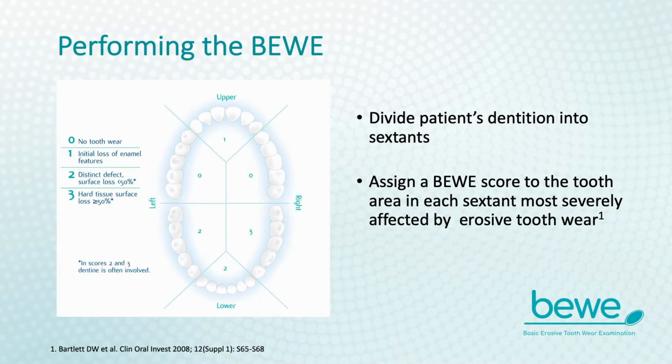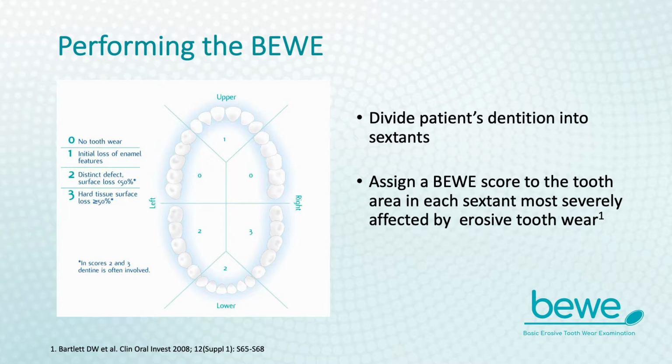The BEWE divides the patient's dentition into sextants, and you score the most severely affected tooth surface within that sextant. The most severely worn tooth surface in each sextant is given a score from 0 to 3, 0 being no wear, 1 early wear, often with minimal surface effects. 2 is the loss of tissue affecting less than 50% of the surface, and 3 greater than 50%.